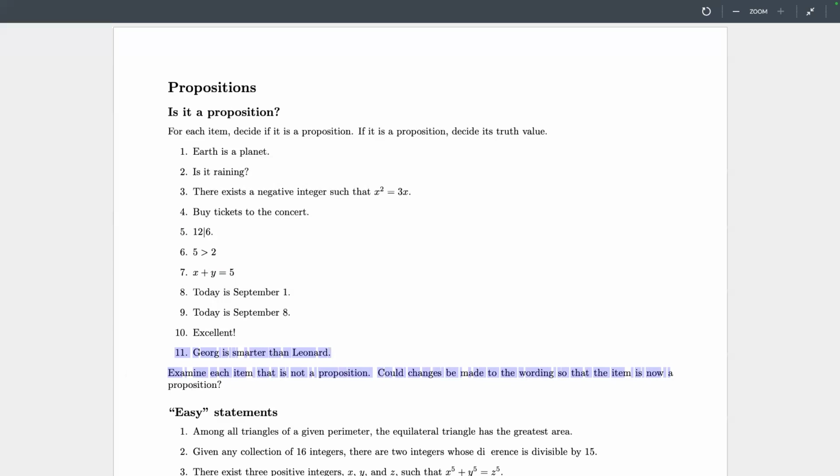All right, so it's fairly easy to define a simple proposition, right? You just have to write something that's either going to be true or false.